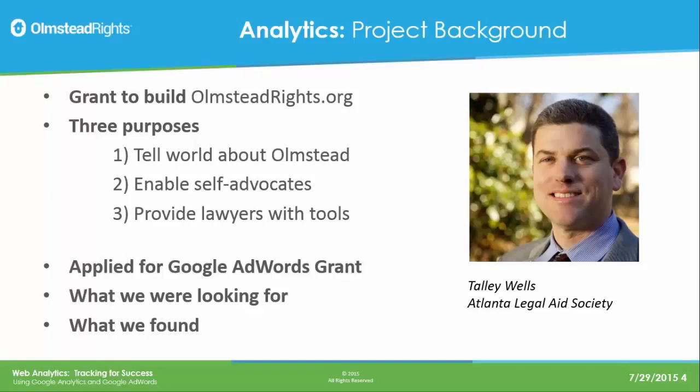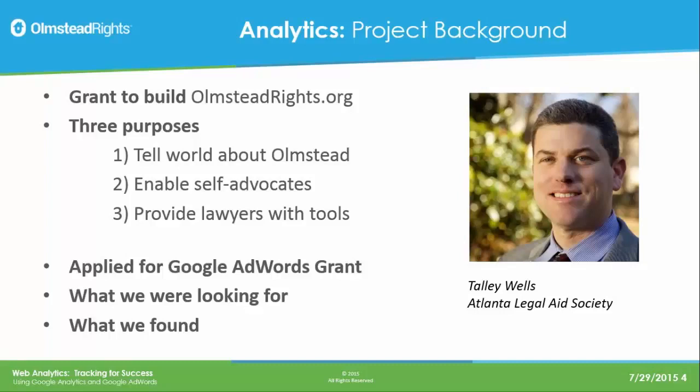We received a TIG grant in 2014 for 2014 and 2015 to build the olmstedrights.org website. And just to make sure everyone knows, Olmsted is the most important United States Supreme Court decision for people with disabilities, held that people with disabilities have the right to live in the community and not in nursing homes and institutions. But not enough people know about Olmsted. So one of our purposes of the website was to tell the world about Olmsted, and certainly getting the word out about the website would be an important way to tell the world about Olmsted. So we wanted to build a website to tell the world about Olmsted, and then we wanted to tell the world about the website so they could learn about Olmsted.